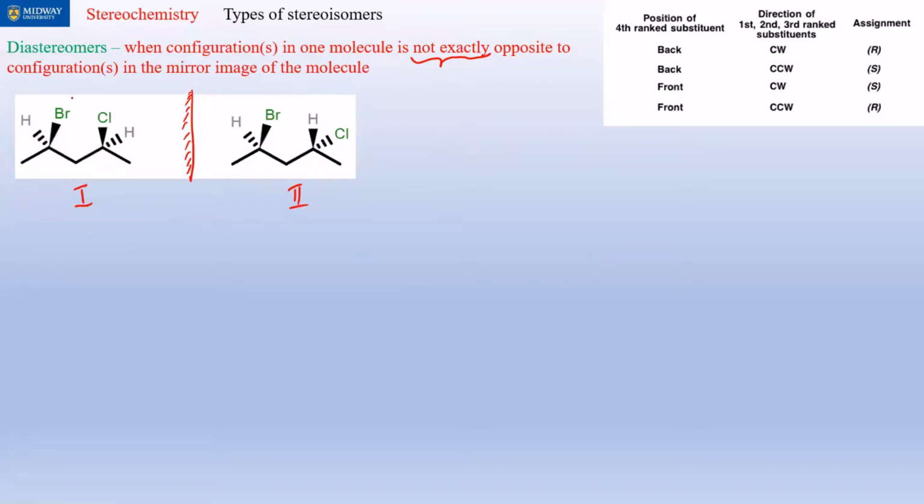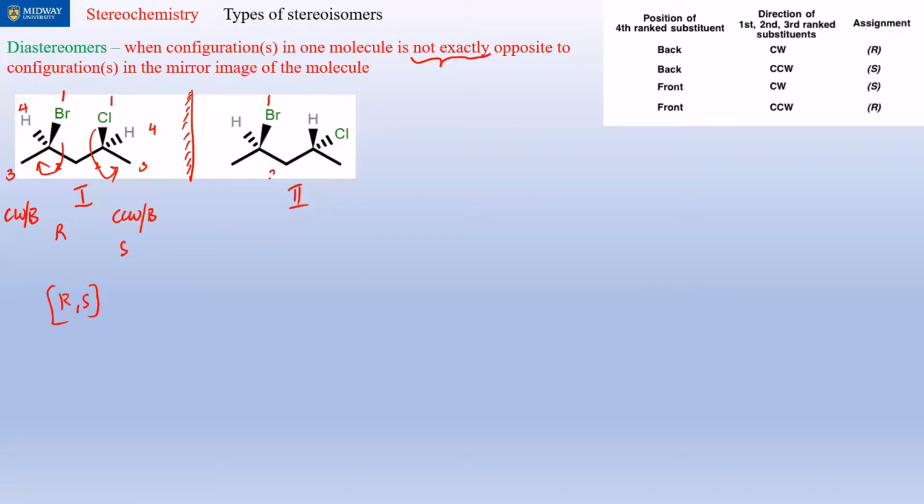So again, this is 1, this is 2, 3, and 4. So clockwise and back is R, right? And this is 1, 2, 3, 4. Counterclockwise, back is S. So this is R, comma S. We should do the same sequence. If you get the same sequence, that's identical. If it's exact opposite, that's enantiomer. If it's somewhere in between, it's diastereomer.